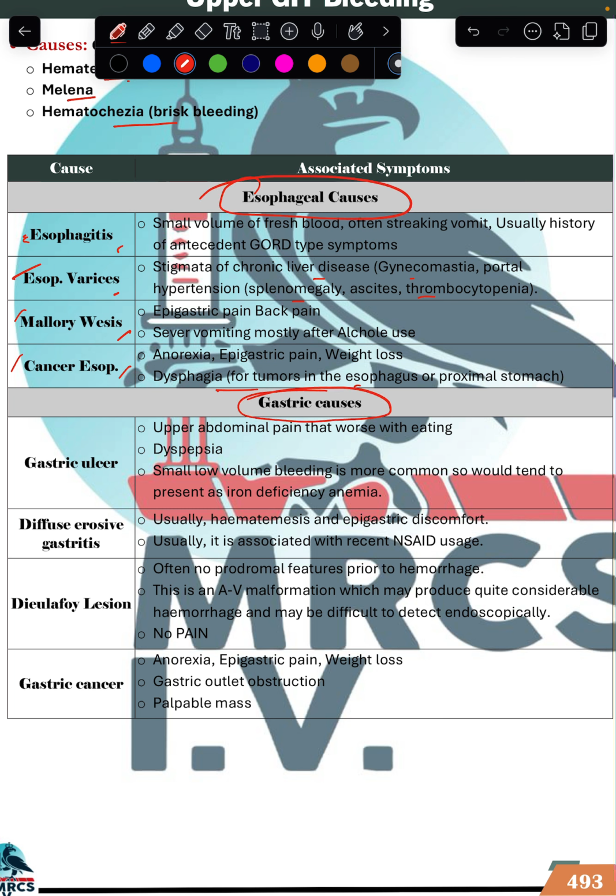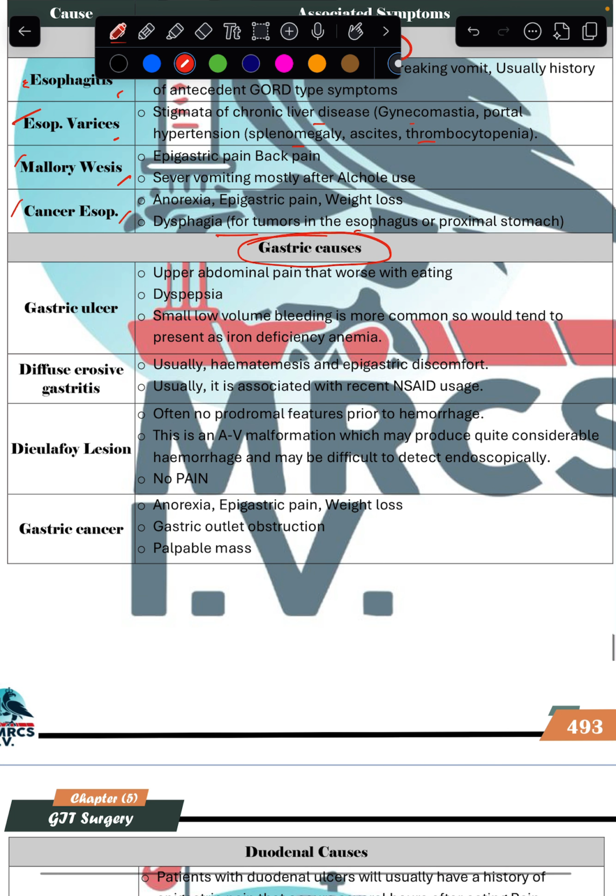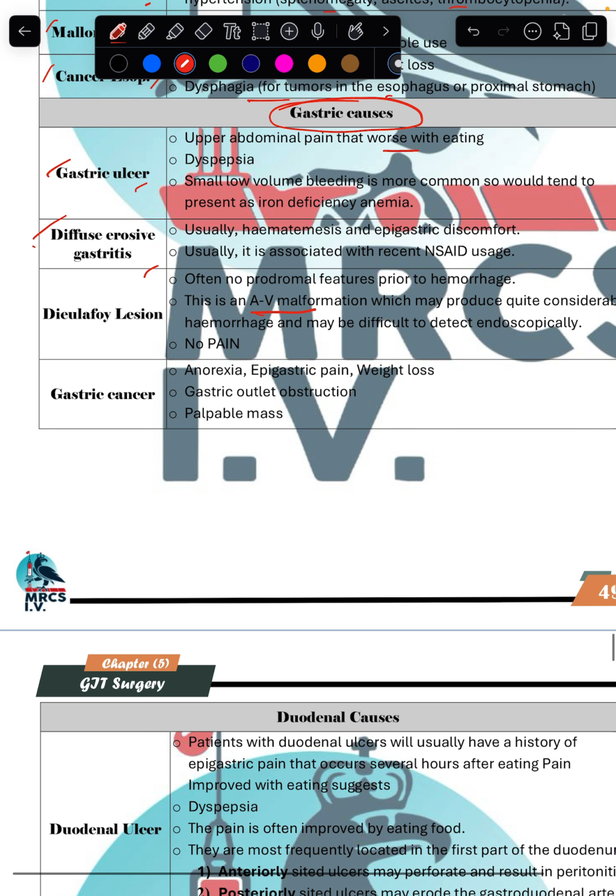And what are the gastric causes that lead to upper GI bleeding? Upper abdominal pain, worse with eating. In gastric ulcer, you get pain immediately after eating. Small, low volume bleeding is more common, so it tends to lead to iron deficiency anemia. Diffuse erosive gastritis usually presents with hematemesis and epigastric discomfort. Usually it is associated with NSAIDs, diffuse lesions, no prodromal features. AV malformation can cause quite considerable hemorrhage and may be difficult to detect endoscopically. Gastric cancer presents with anorexia, epigastric pain, weight loss, gastric outlet obstruction, and a palpable mass.